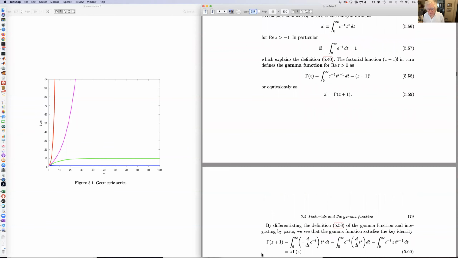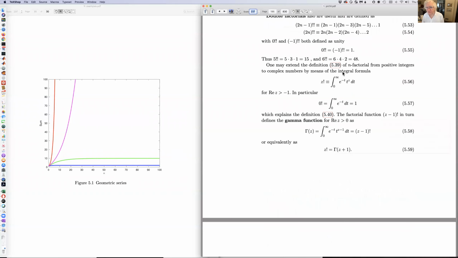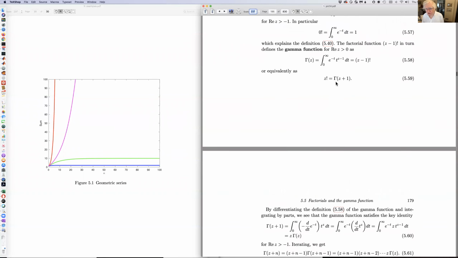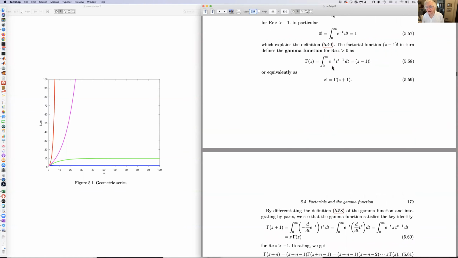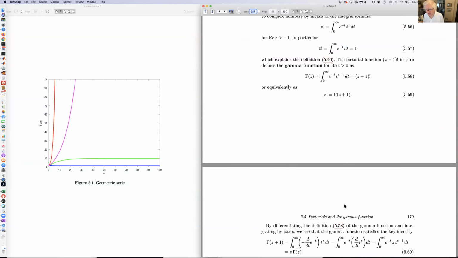Let's take the definition of z plus 1, which would be z factorial, and let's rewrite e to the minus t as minus d by dt of e to the minus t, which of course is just e to the minus t. So this is gamma of z plus 1, which is z factorial. Now down here, that's times t to the z.